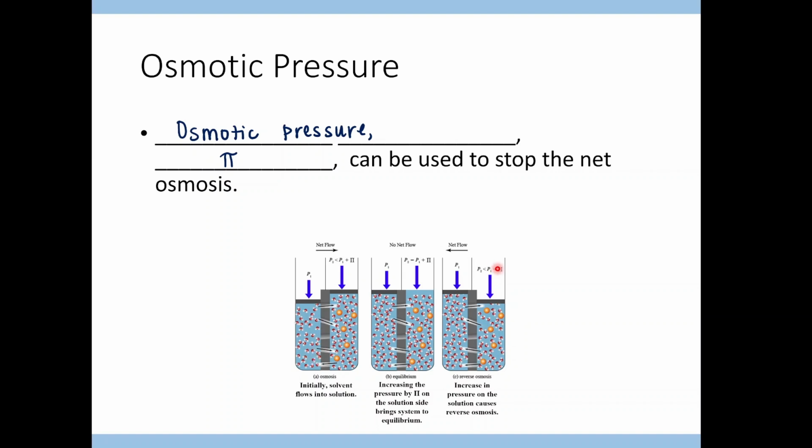Now, if you add even more pressure onto that side with the solution, then that will force some of the pure solvent molecules to go back to the other side, and this is reverse osmosis. So this is increasing pressure externally on the solution side, causing pure solvent, because that's the only thing that can travel through this membrane, so that water, in this case, is traveling to the left.